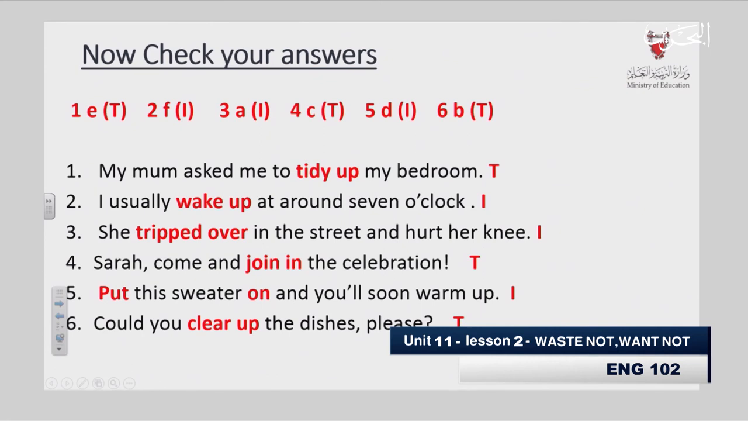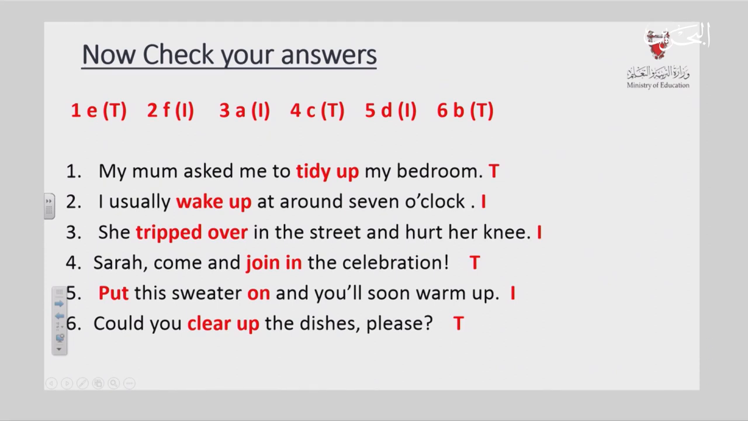Sentence number one, my mom asked me to tidy up my room. As you can see, tidy up is a transitive phrasal verb which takes an object, which is my bedroom. Number two, I usually wake up at around 7 o'clock. There's no object, so wake up is intransitive. Three, she tripped over in the street and hurt her knee. Intransitive. Number four, Sarah, come and join in the celebration, which is transitive. Five, put this sweater on and you'll soon warm up. Intransitive. Number six, could you clear up the dishes, please? This is a transitive phrasal verb.